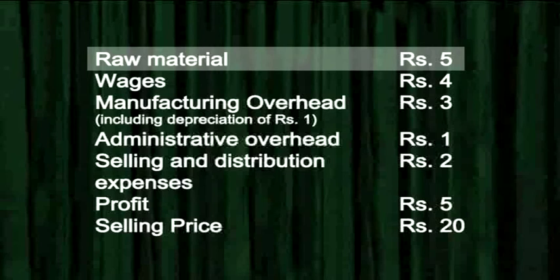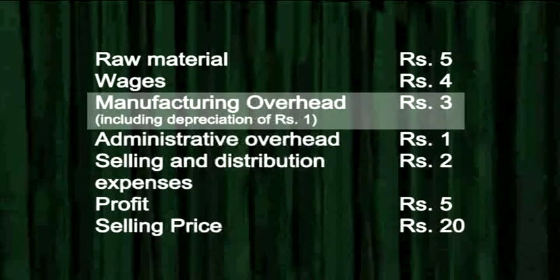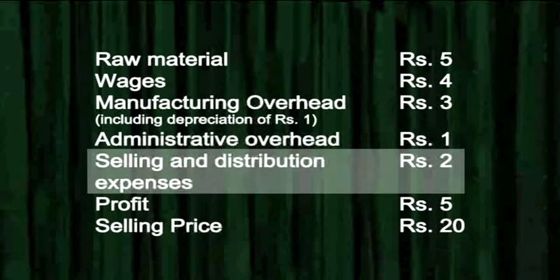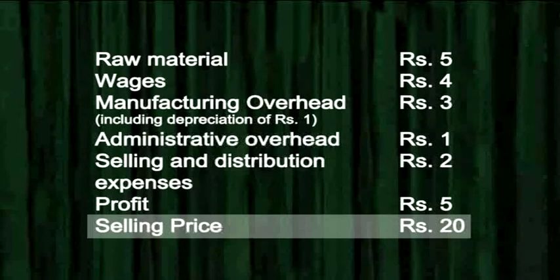Level of activity is 60,000 units annually. Raw material and all other information is given per unit. So, raw material is 5 rupees per unit, wage is 4 rupees per unit, manufacturing overheads 3 rupees per unit including 1 rupee of depreciation, administrative expenses 1 rupee, selling and distribution expenses 2 rupees, profit is 5 rupees and selling price is coming as 20. Credit period allowed to debtors is 2 months, cash sales 20%. So, we have to compute the amount of debtors. So, we have to go step by step.